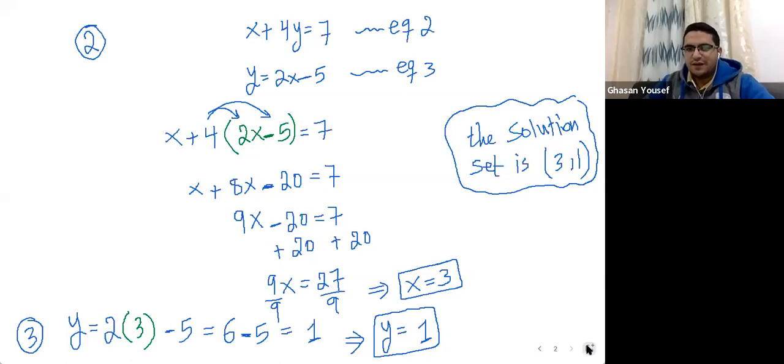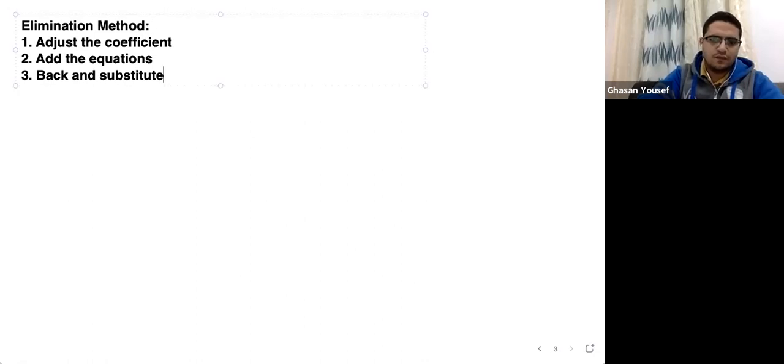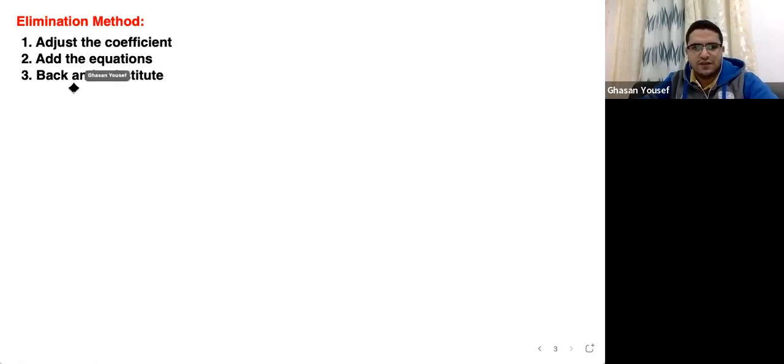Okay, now the second method is called the elimination method. So we have some steps like before. First step, we have to adjust the coefficient. Then we have to add the equations. Then we have to back and substitute. So the example for this, same equation like before.